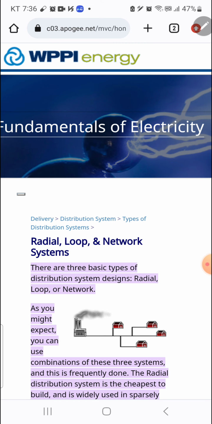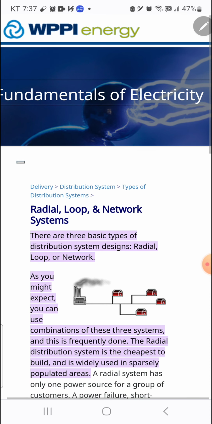Before I go, I would like to understand what kind of electricity distribution types there are in the United States. So this article is from WPPI Energy. And as usual, I am trying to read an English article each day, and this is it. I'm trying to learn English by reading an article each day.